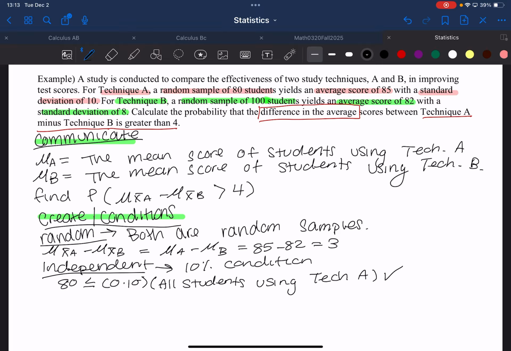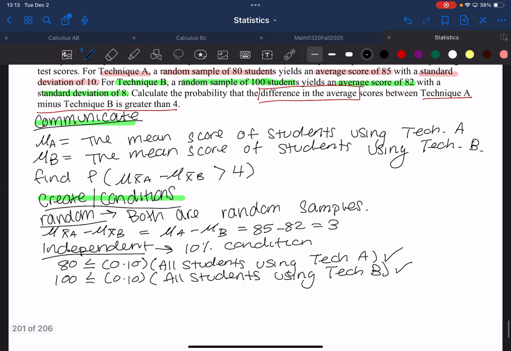What is the next sample size? 100. So we say 100 is less than or equal to 10% of what? All students using technique B, which is again a safe assumption. Typically, they're not going to give you the population size. You're always going to have to write it in words.